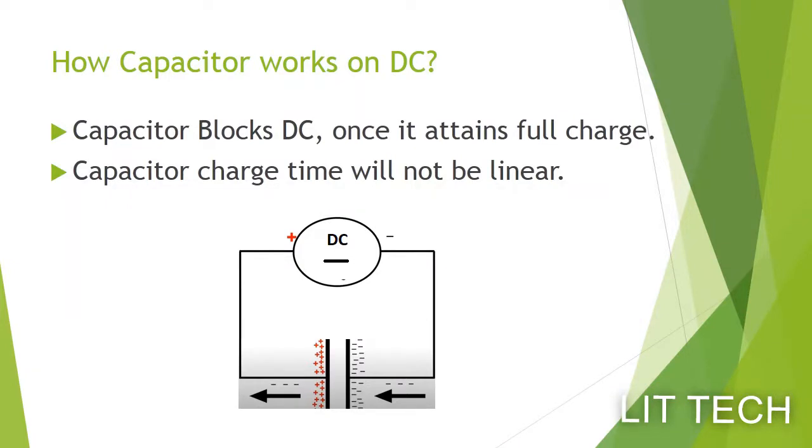The insulating medium in between the two conductive plates of the capacitor opposes the flow of current. This change creates an effect which is stored in the capacitor in the form of an electrostatic field.